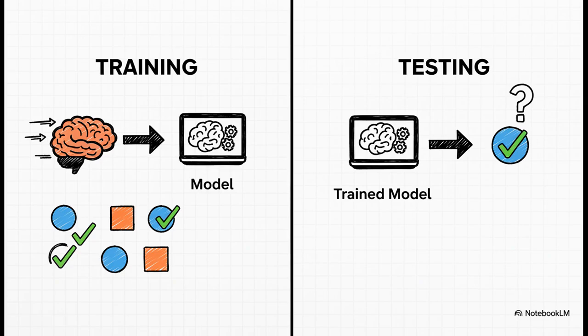And listen, the whole point of this, the ultimate goal, is not to build a model that's just really good at the data it's already seen during training. That's like memorizing the answers for a test. The real test is what we call generalization. Can your model make accurate predictions on brand new data it has never, ever seen before? That's what separates a good model from a useless one.